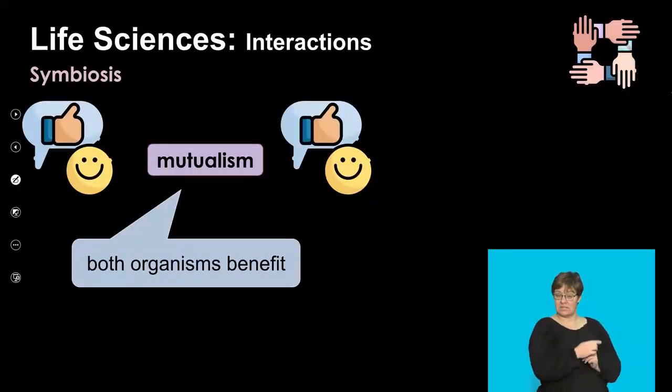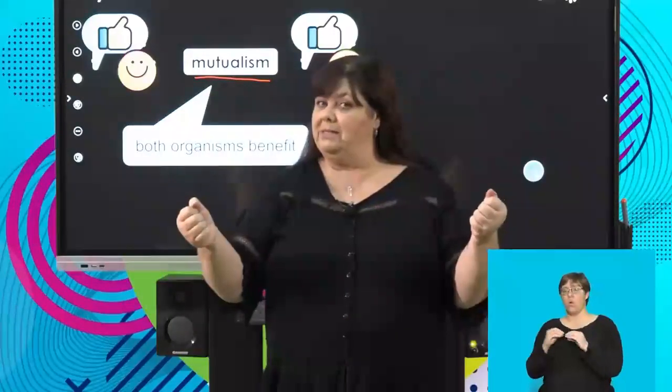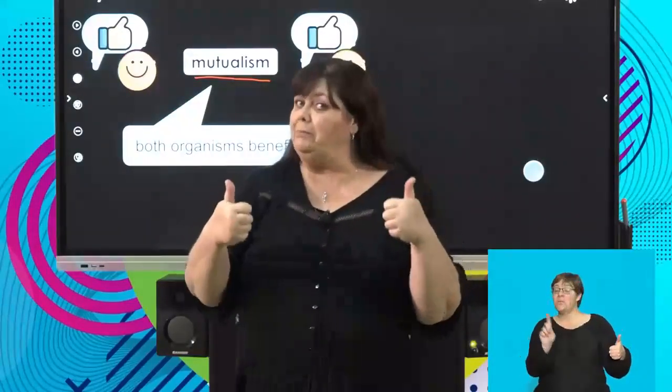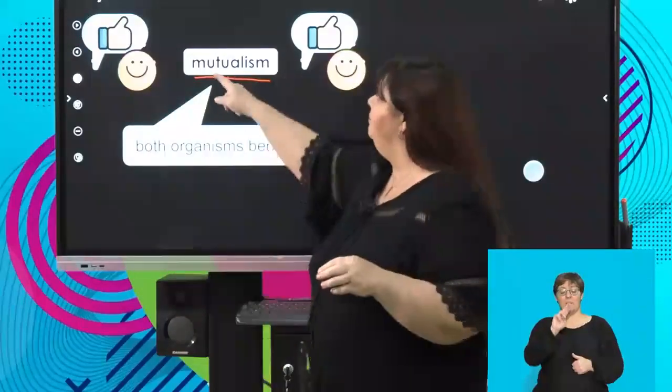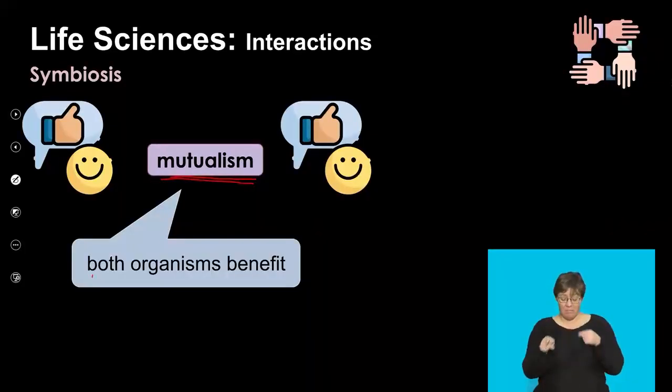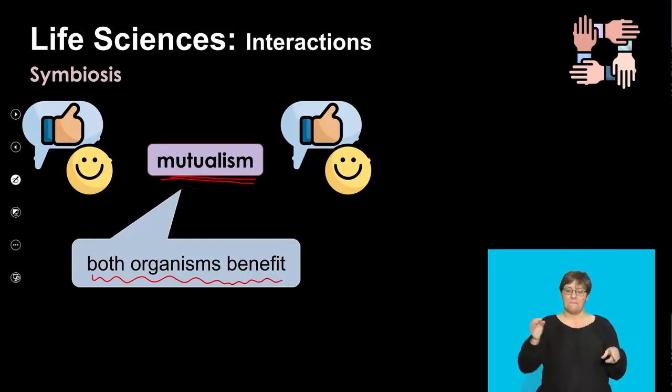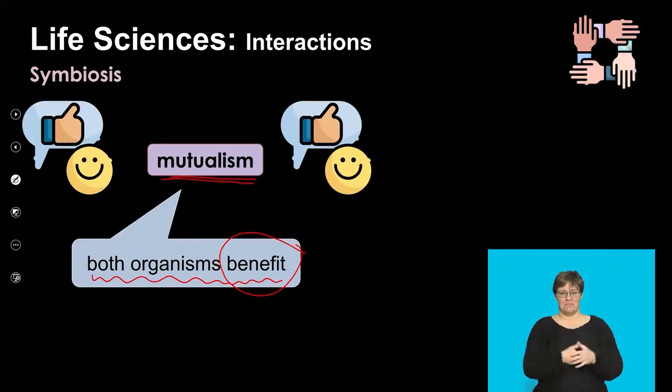The first one that we're going to meet is mutualism. Now, I like to think of mutualism as a thumbs up kind of relationship. We've got two different organisms, two different species, and both of them are thumbs up, which means that in mutualism, both organisms are benefiting. That's why we say it's thumbs up, thumbs up.